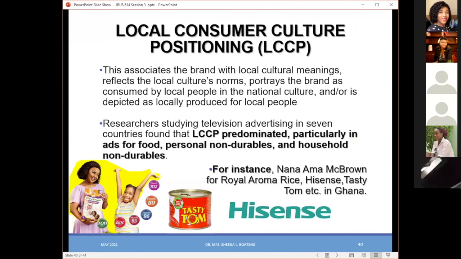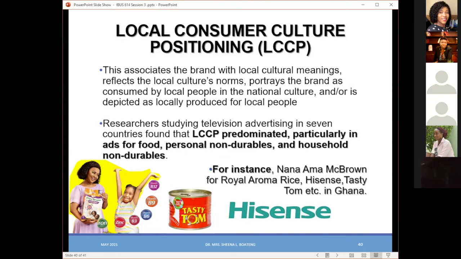So researchers studying television advertising in several countries found that with local consumer culture positioning, there is always a focus on specific product categories, including food and personal non-durables and household non-durables. And in Ghana here, we see this happening all the time. Local consumer culture positioning is what they predominantly use to target the Ghanaian consumer.